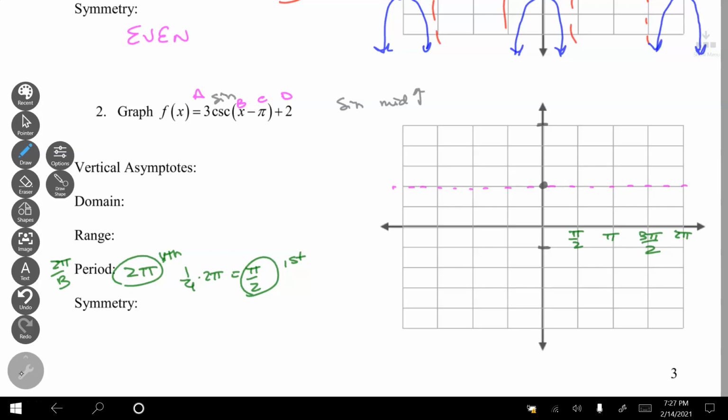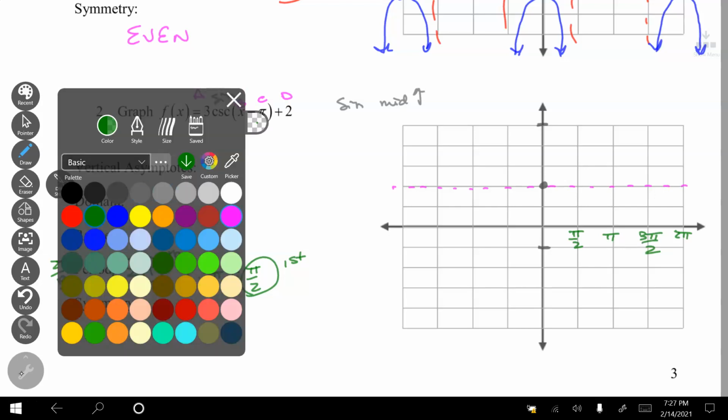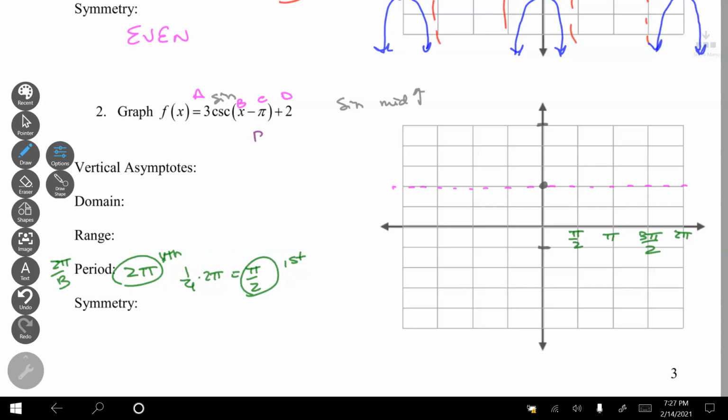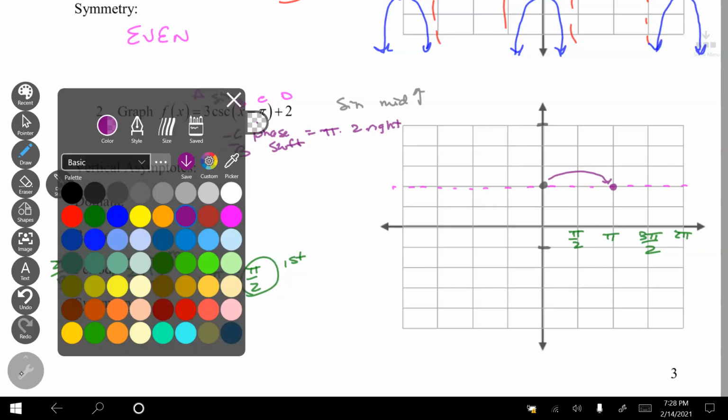There is a phase shift, so I need to pay attention to this phase shift. My phase shift, how I have to move that first dot, is going to be the negative c over b, so it's going to be positive pi over 1. That means I have to move it 2 squares to the right. So this first dot is moved 2 squares to the right. So this is really the first dot. I'm going to draw the rest in gray.